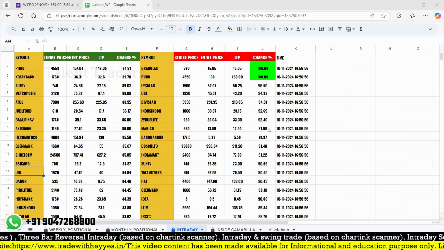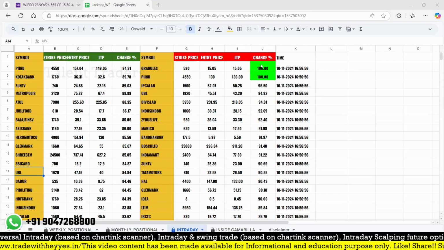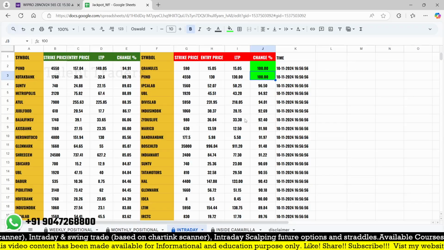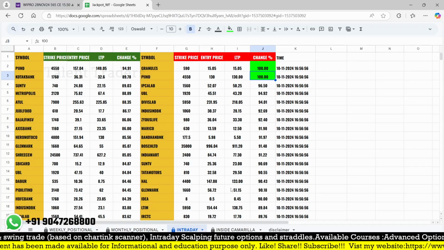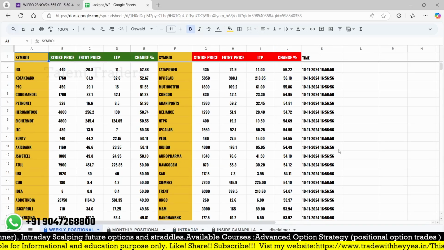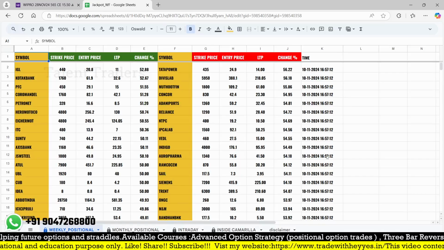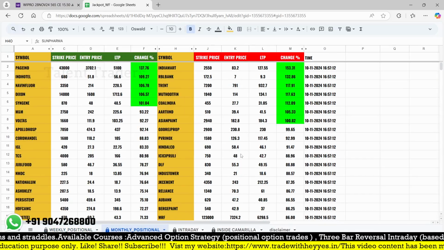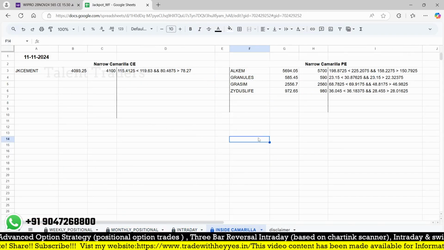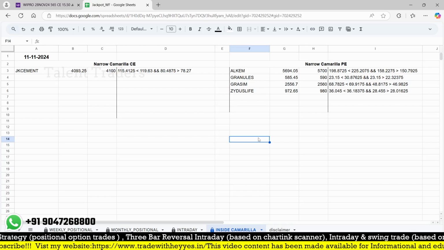Okay, so this is the intraday. Some stocks like Granules and PI Industries are exactly on the same level. That means those particular strike prices are not liquid. Okay, and the weekly positional is now updated. The stocks previously shown are removed, and all are now a good opportunity. Monthly still remains the same, intraday is changed, and Camarilla will also be updated.